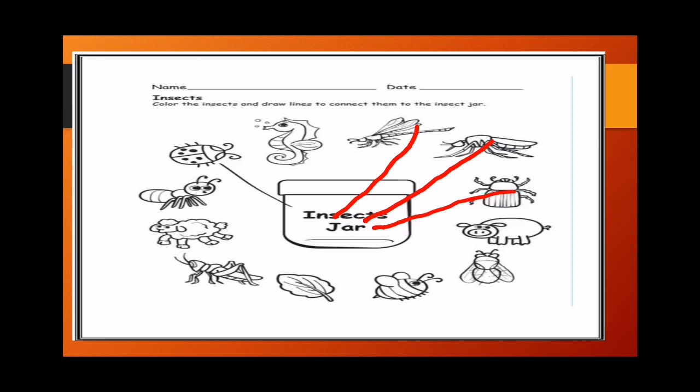Okay, now come to the next picture. What is this? Housefly. Then honeybee. Very good. Then leaf. Very good, students. Now the next one, grasshopper. Very good. The next one, sheep. Very good. And the last one, ant. Okay, so in the same way you are going to connect the insects with the insect jar like we have done.